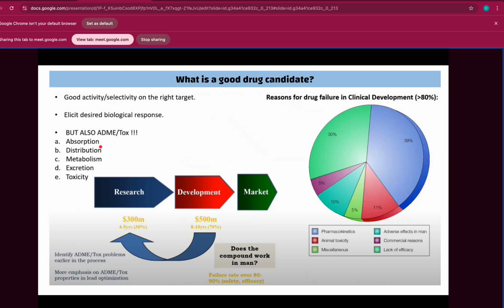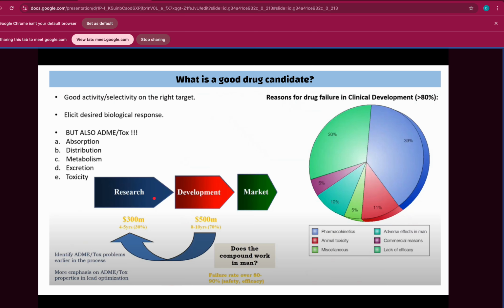That means it should be properly absorbed in the body, distribution, metabolism, excretion, toxicity. Based on the type of activity or what is desired, these properties might vary in their values. So there are different rules which have been given to find out whether the drug is a good candidate or not. All these things are checked.